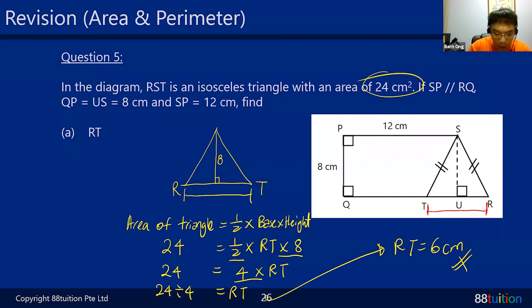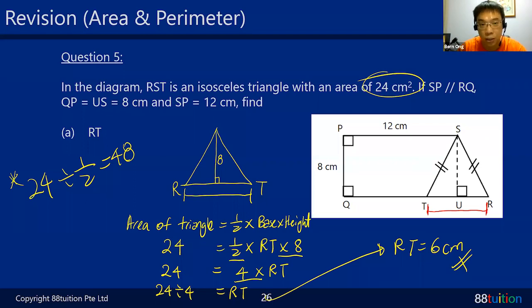All right, be careful. 24, if you bring the half across, 24 divided by half. What is 24 divided by half? Is it 12? Be careful, it's not 12. 24 divided by half is not 12. Do not have that thinking. Press your calculator if you don't believe. If your calculator gives you 24 divided by half is 12, please change your calculator. 24 divided by half is actually 48. So be careful. Anything divided by half, you are actually supposed to times 2. With this information, RT is 6 cm.